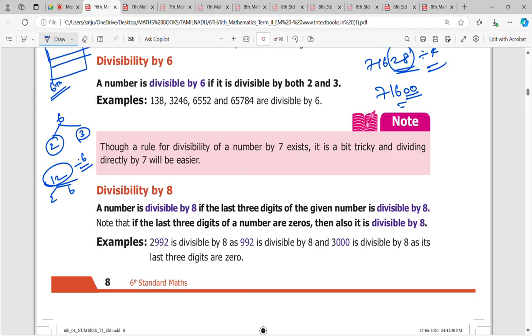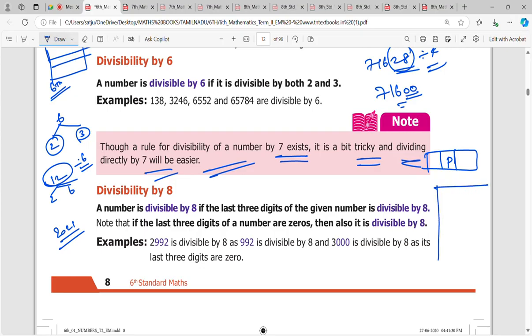During my class also I mentioned that 7 is tricky. The rule exists but it is tricky. Dividing by 7 directly will be easier. This only I suggested for your 2021 question. In order to find the value of P, they will give you some digits and ask you to find the unknown. Apply the school method, the long division method that you did in school. That is the easier method. That is what they are mentioning here: dividing directly by 7 will be easier.